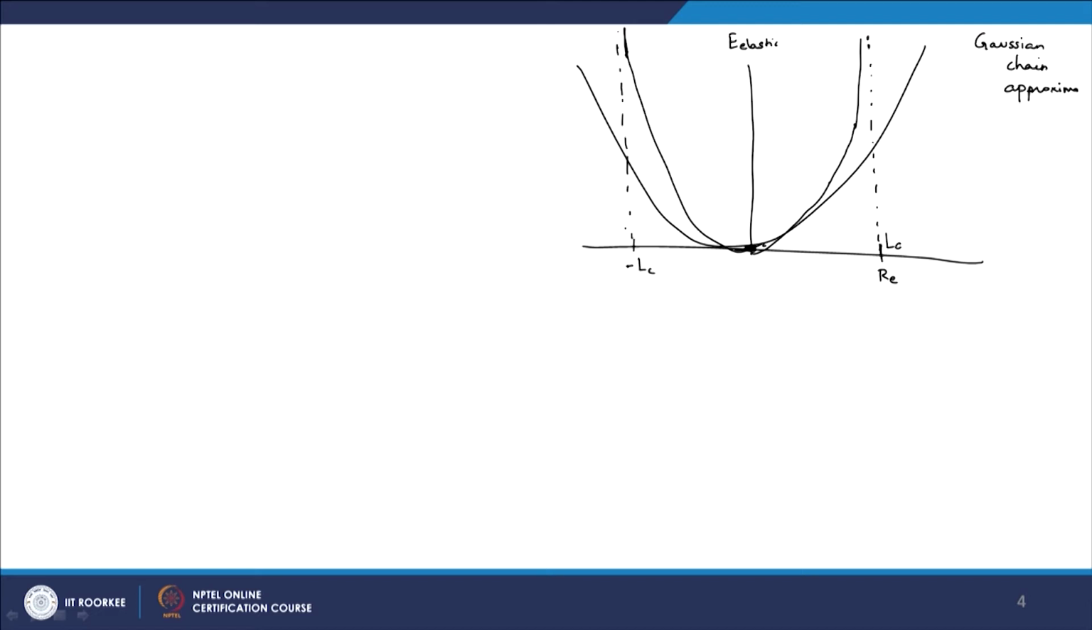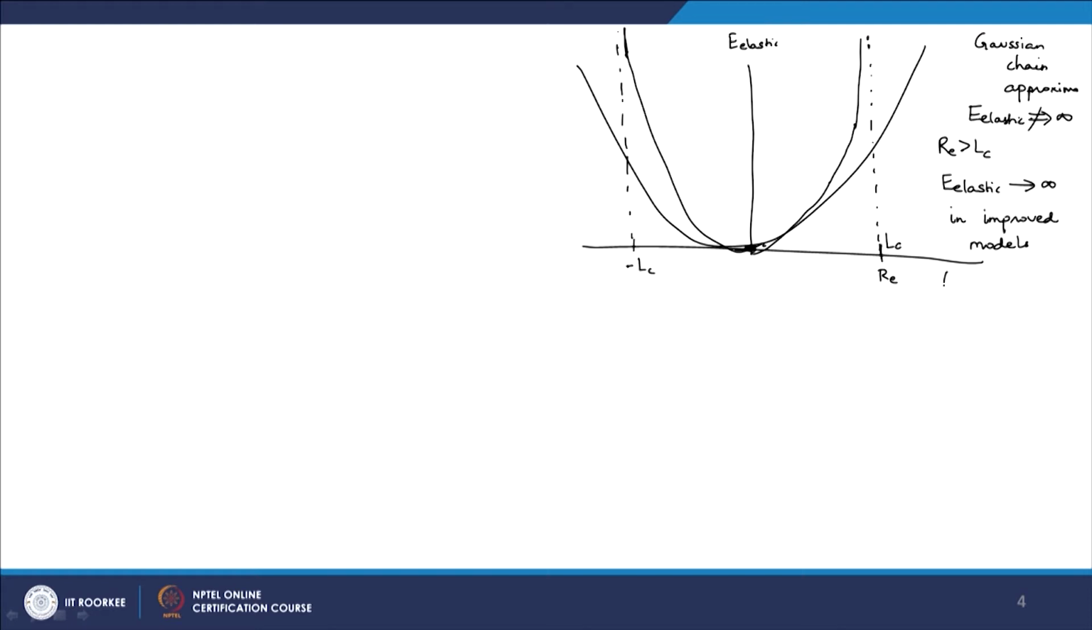That means that for Re higher than Lc, E elastic should really go to infinity in improved models, whereas in our case E elastic does not tend to infinity.